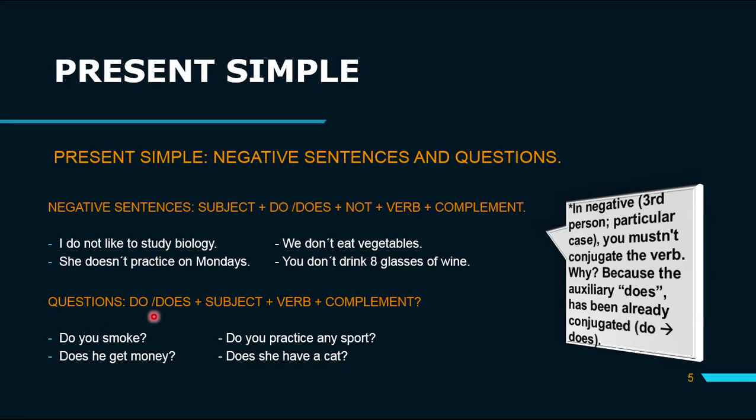Questions: do or does, depending on the subject. Subject, verb, complement. For instance, do you smoke? Does he get money? Do you practice any sport? Does she have a cat?